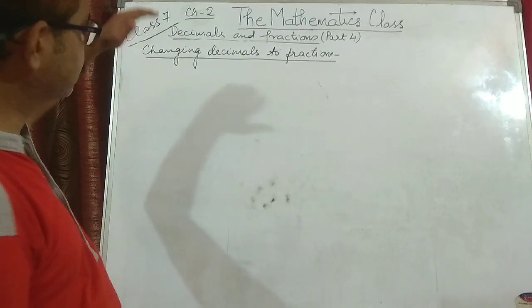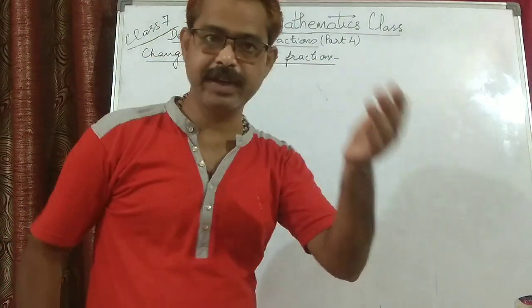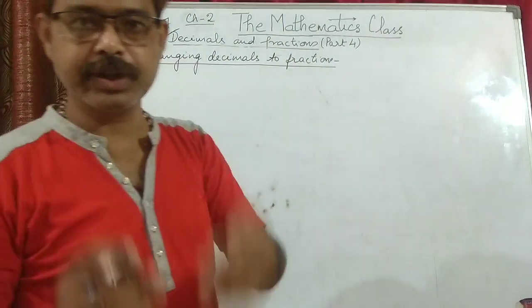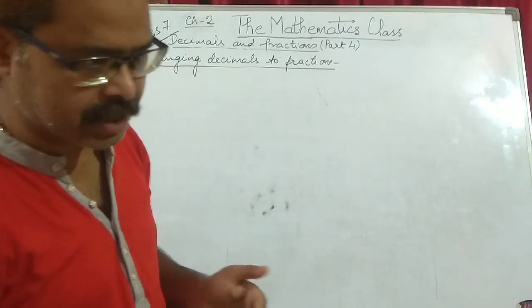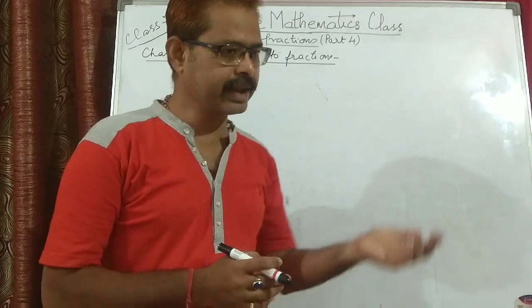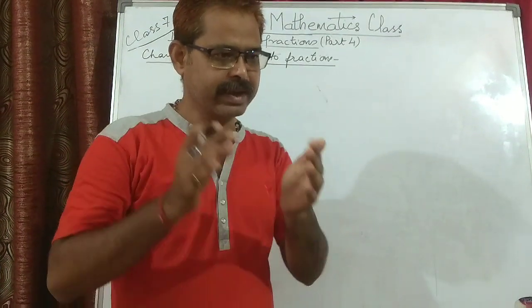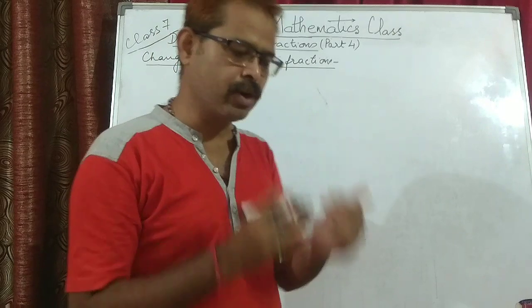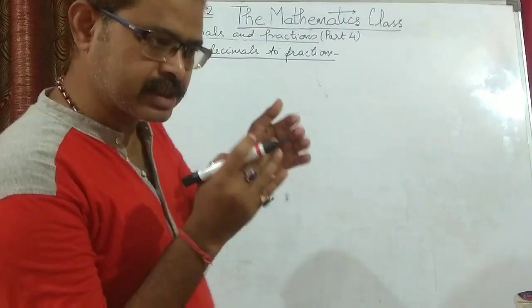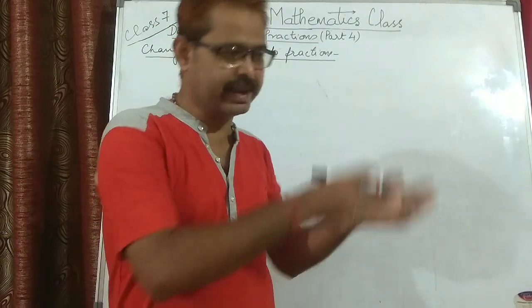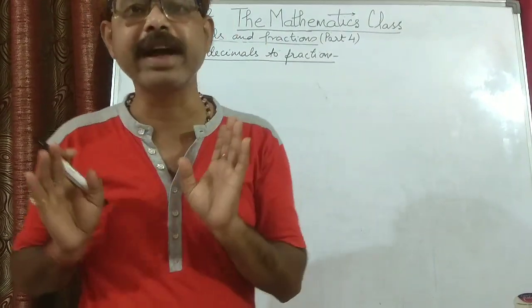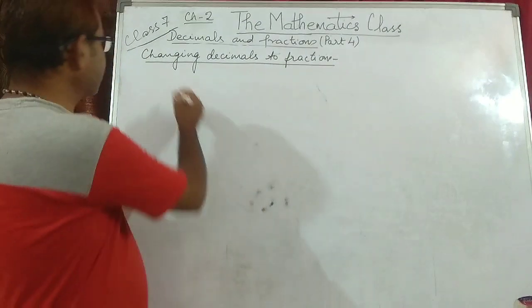Now the next topic is changing the decimal to fractions. We have learned how we change fractions to decimals, and when fractions are changed to decimals, they can be written in two forms. They can be terminating or they can be non-terminating. So if fractions can be written in decimal form, it means that decimals can also be written in fraction form.